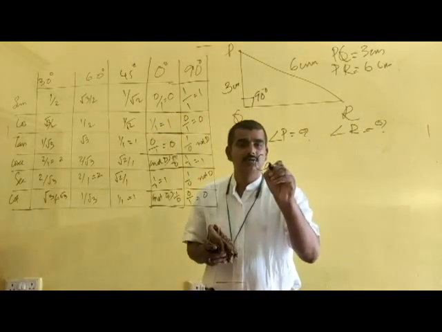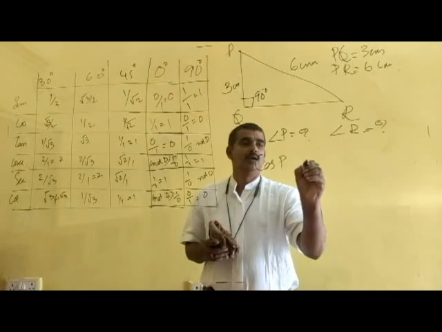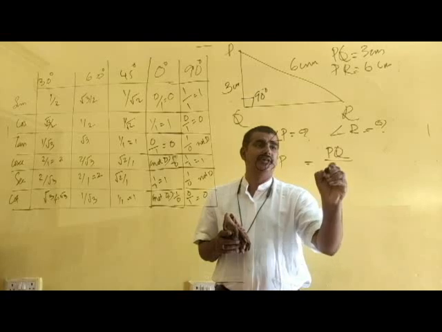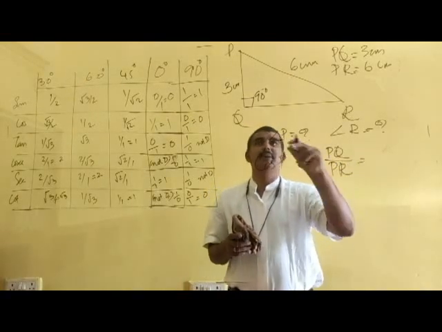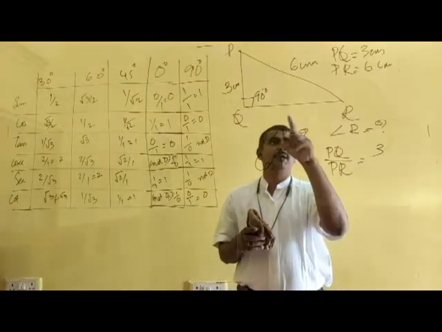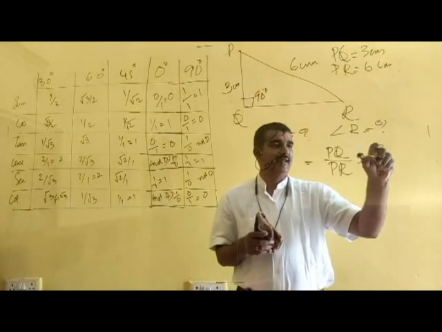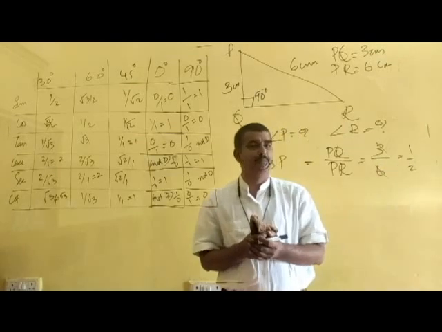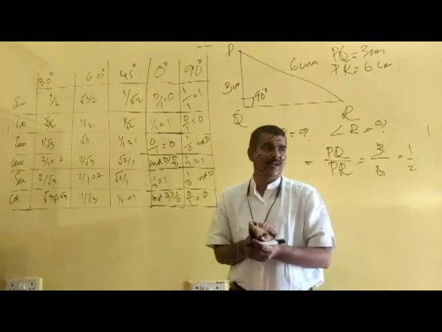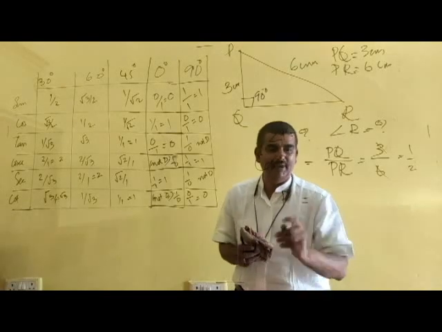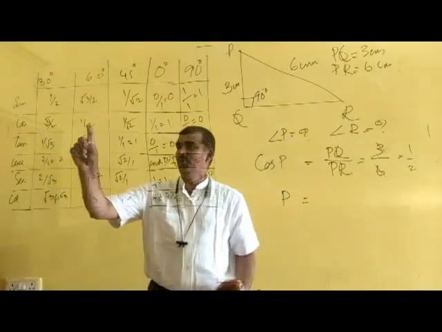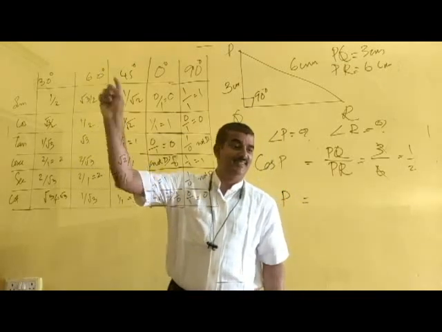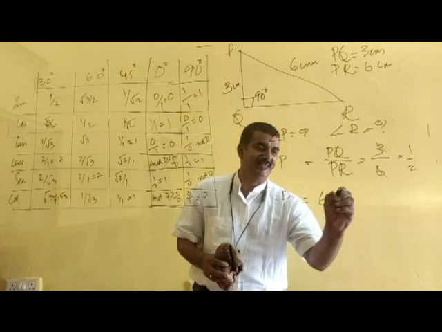So cos P. Cos P is the adjacent side, that is PQ, divided by the hypotenuse, that is PR. What is PQ over here? 3. What is PR over here? 6. And I can cancel this 3 and 6 with 2. So I will get the answer 1 by 2. Cos P is equal to 1 by 2. Then what will be P? If cos P is equal to 1 by 2, then P will be 60 degrees. So P is equal to 60 degree.